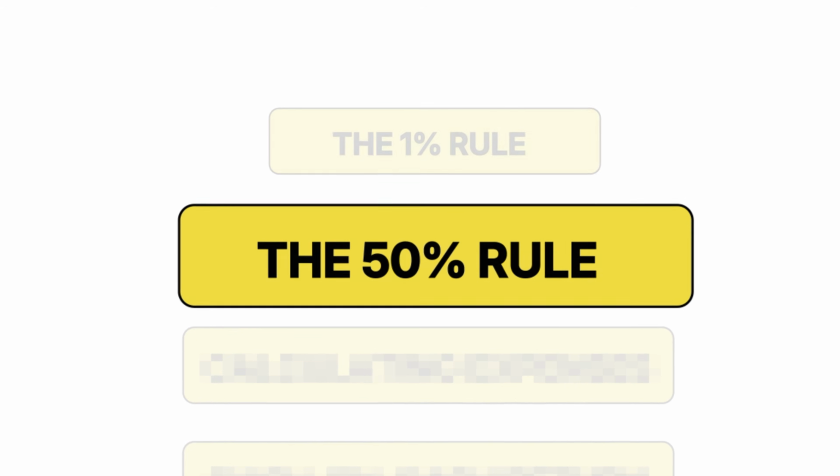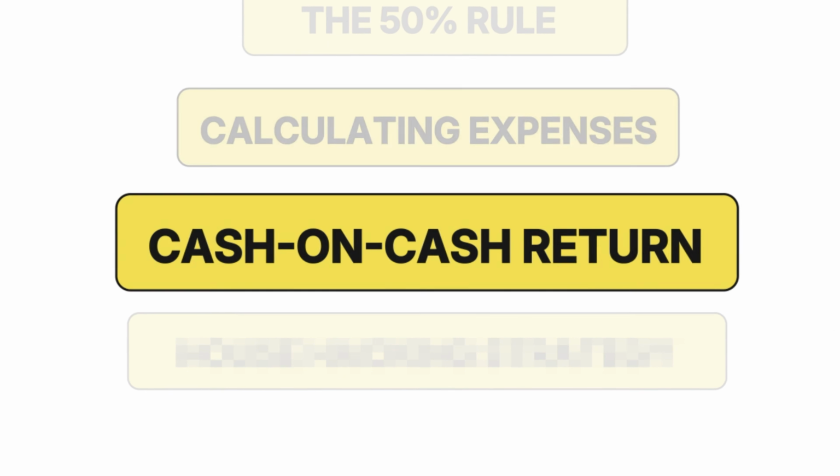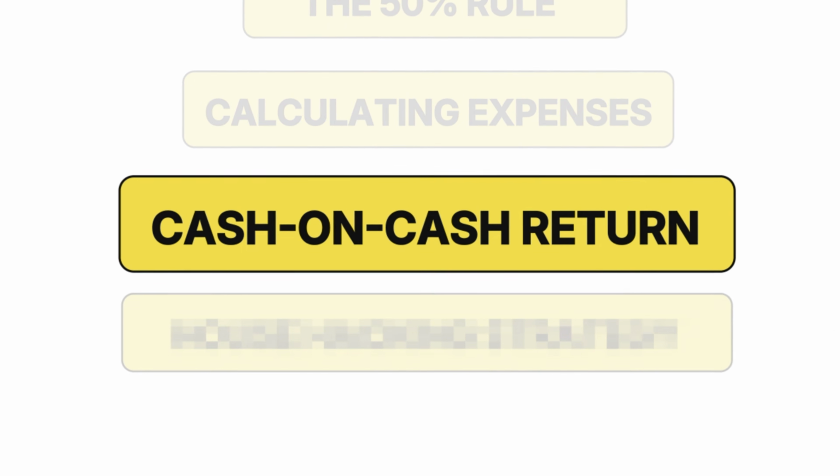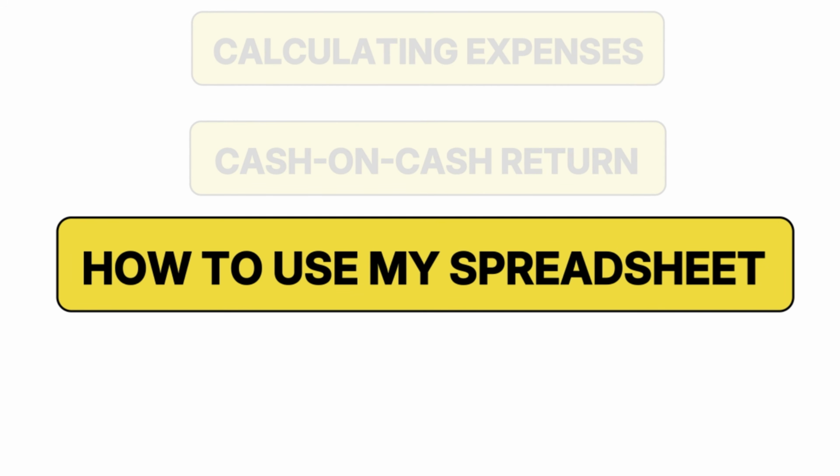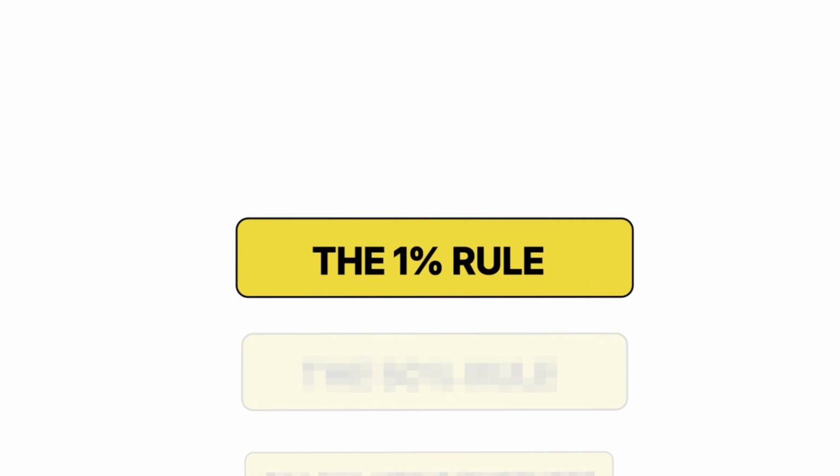Today I am breaking down 5 filter steps to analyze a rental property: 1% rule, 50% rule, calculate all the expenses, cash on cash return, and finally I will show you how to use my exact spreadsheet to analyze your next property. The 1% rule.